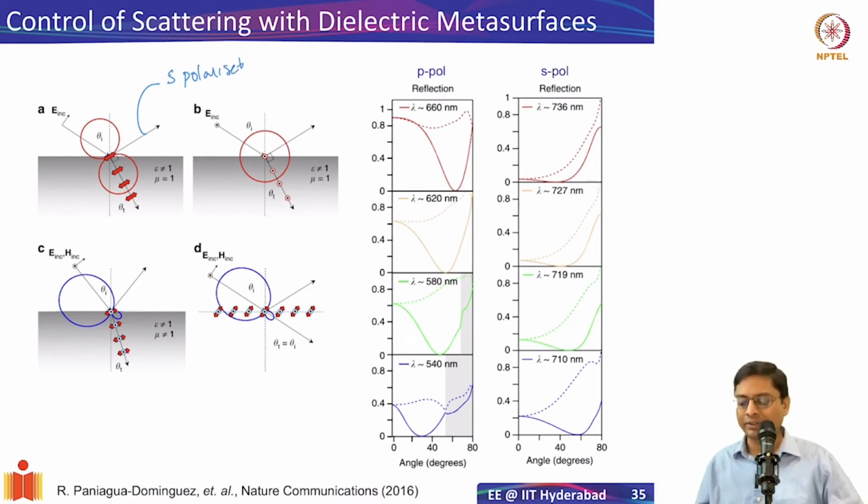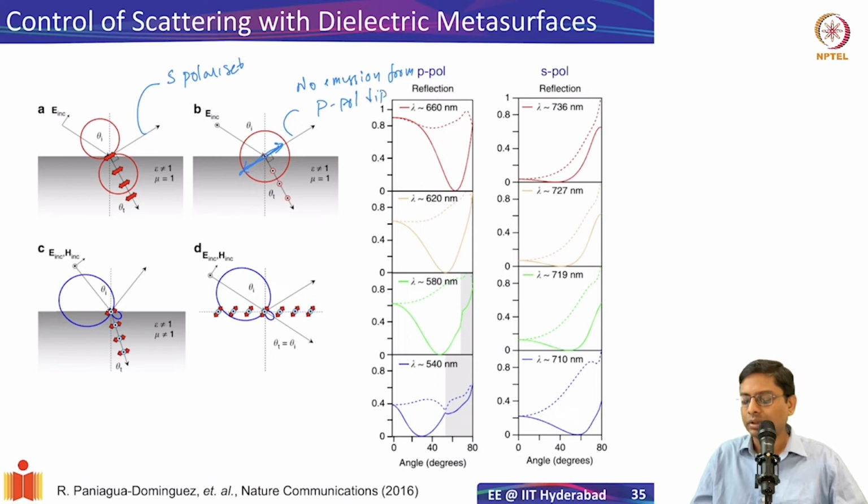The reason this happens is, if you go back into the basics, the incident electric field will actually excite dipoles. And when the reflected ray forms an angle of 90 degrees with the refracted ray, the dipoles are oriented in this direction, and then there is no emission in that direction for the p polarized light. So only S polarization remains. So no emission from p polarized dipoles.